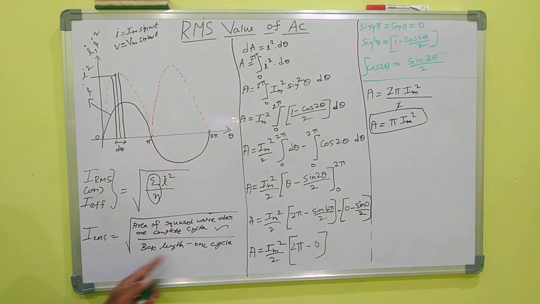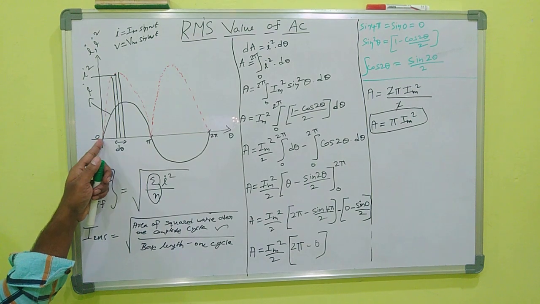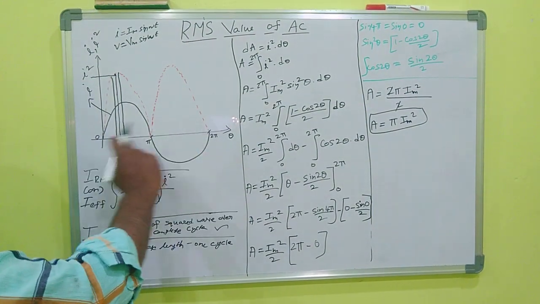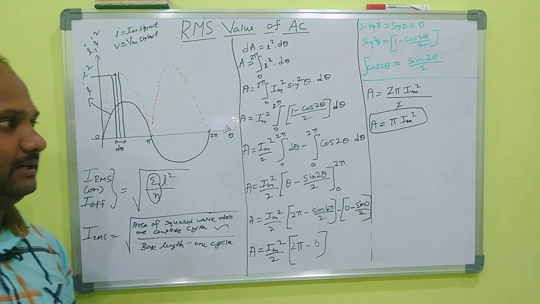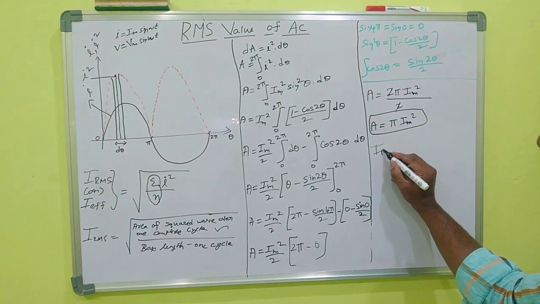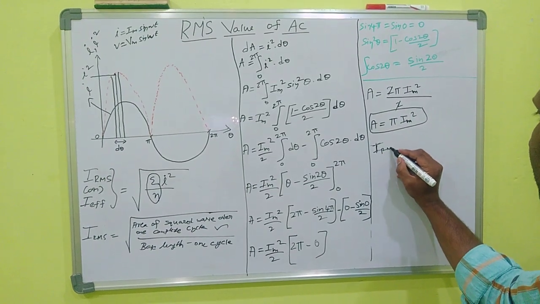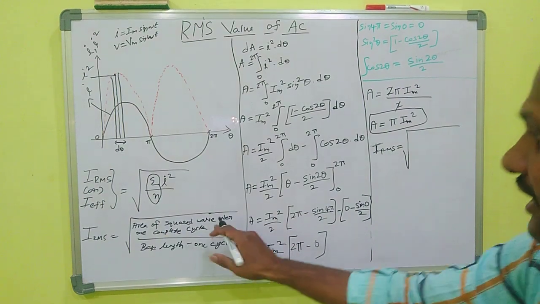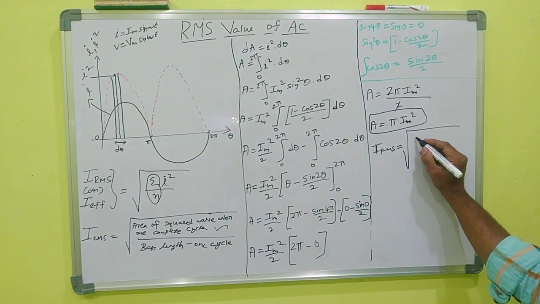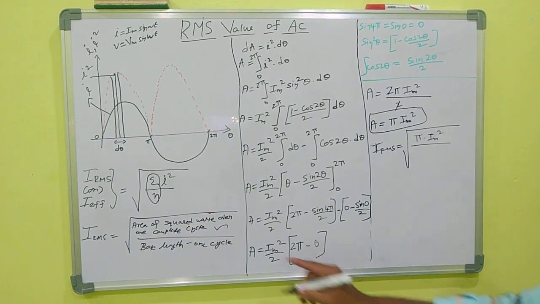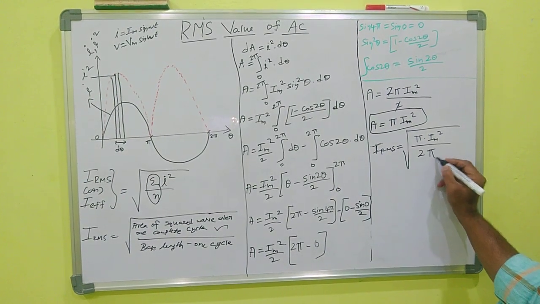Okay. What is the base length of one cycle here? Starting here, ending here, what is the total base length? The total base length is 2 pi. So we have to find IRMS. IRMS is equal to the square root of the area of the square wave over one complete cycle, which is pi into Im square, divided by the base length of one complete cycle, which is 2 pi.